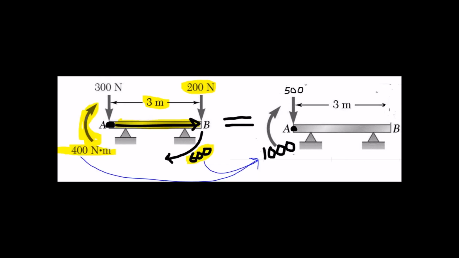Combining all of the moments into just one moment, we end up with 600 plus 400, 1,000 Newton meters. So just like we added all the forces together to get that 500, we're adding all of the contributions to the moment together to get that 1,000. Now this is also with respect to A, so we have to worry about where we were taking those moments around and where we were applying that new resultant force.